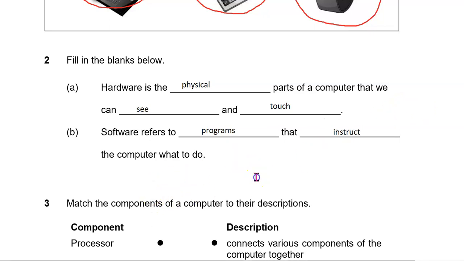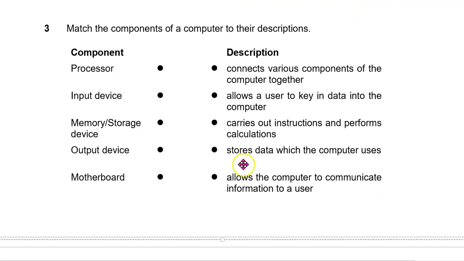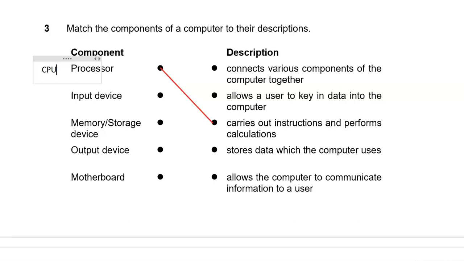Okay, so question number 3, match the components of a computer to their descriptions. Please use straight lines to match. Okay, so processor. The processor will help to carry out instructions and perform calculations. So please write down a processor, also known as CPU. CPU stands for Central Processing Unit. It is like the brain of a computer.